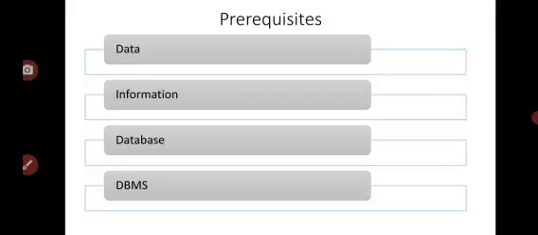Prerequisites. Before we learn about the database management system, we should learn about the prerequisites, meaning the basic things that we come across in the DBMS. The first one is data. Data means a collection of facts, figures, stats, or any number.